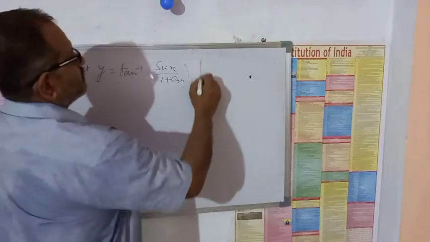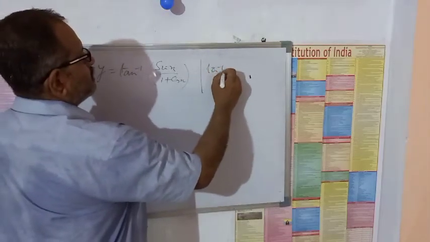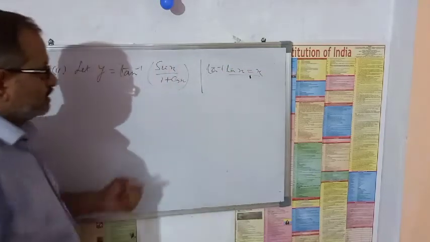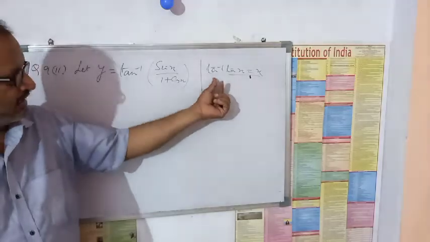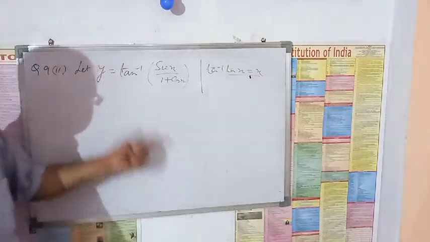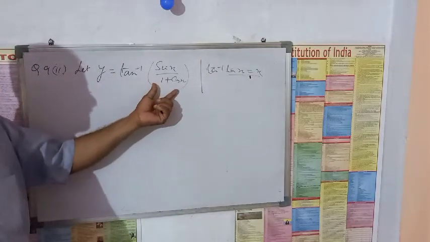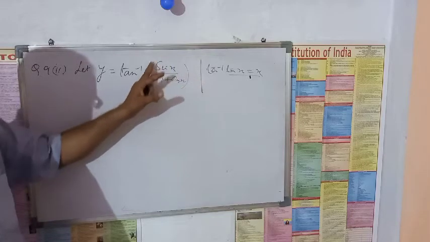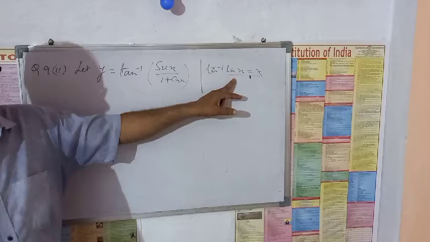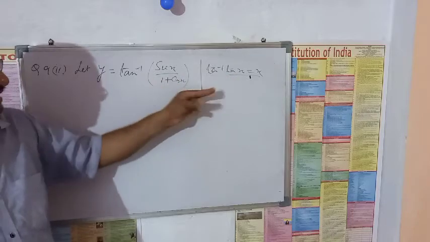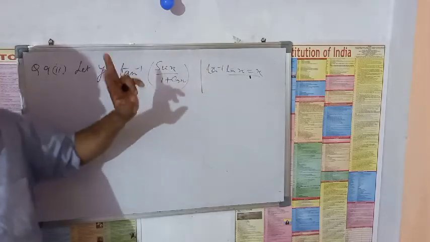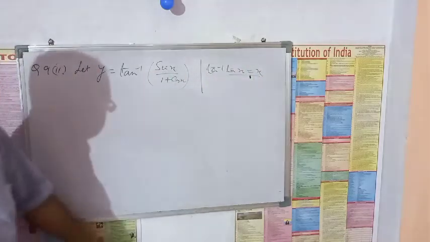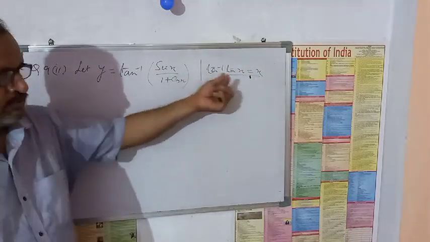We know that tan inverse tan x is equal to x. So we have to apply this property here. Tan inverse, in the bracket given sin x upon 1 plus cos x, we have to change it in terms of tan. We have to write this bracket in terms of tan x. Then we can apply tan inverse tan x is equal to x. So how can we convert it into tan?